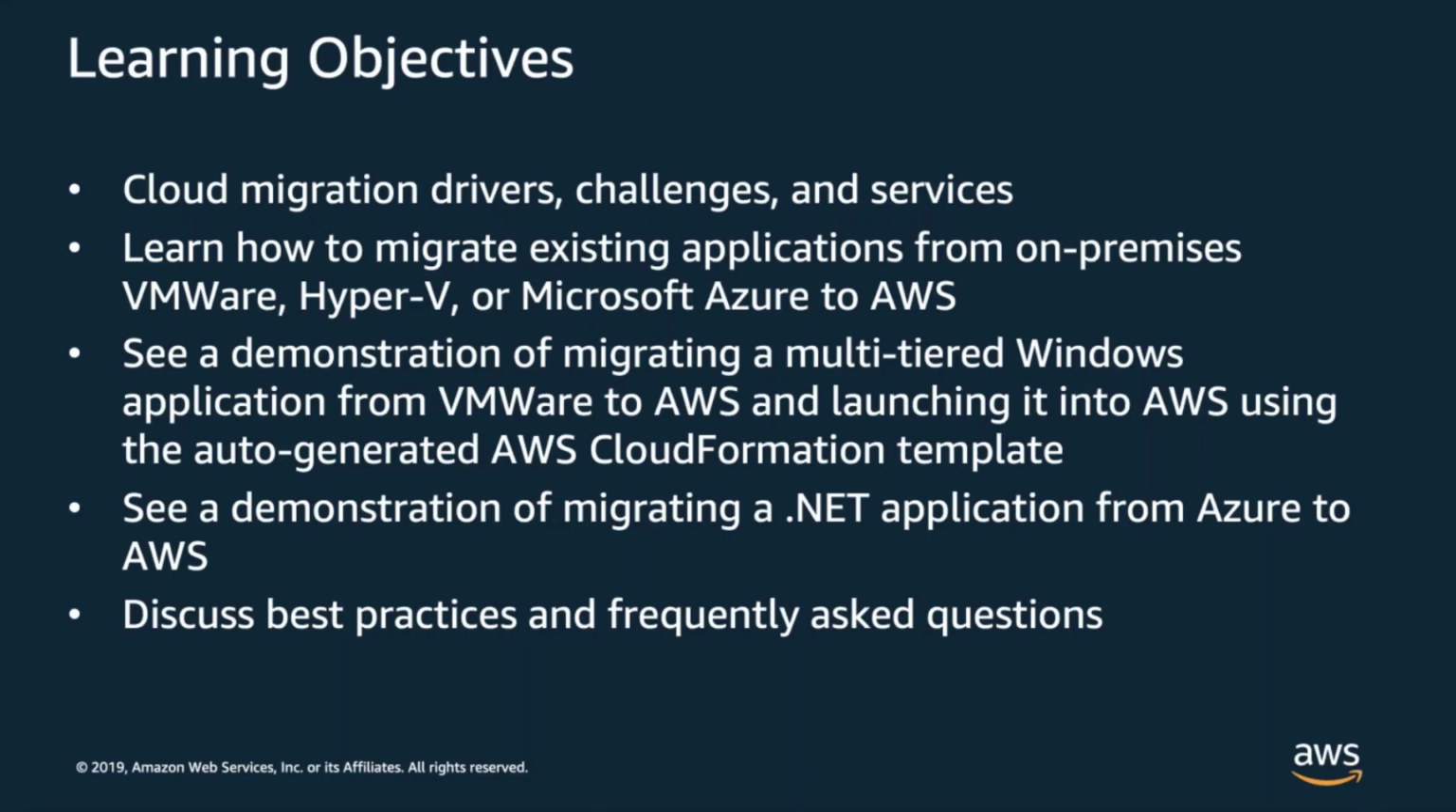During this tech talk, we will learn how to migrate existing applications from on-premises hypervisors like VMware, Hyper-V, or Microsoft Azure to AWS. And we will also see a demonstration of migrating a multi-tiered Windows application, that is a SharePoint application from VMware to AWS. And we will see how to launch that into AWS using auto-generated CloudFormation template.